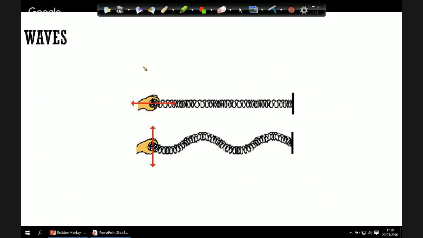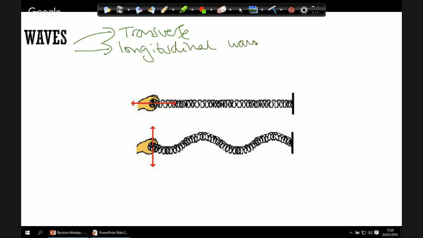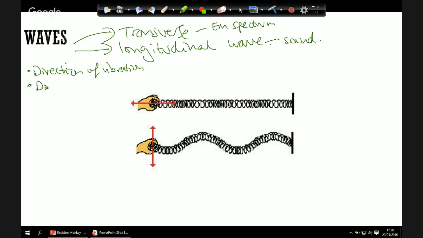So there's 2 ways that we can generate waves. We can have a transverse wave, or we can have a longitudinal wave. And there are 2 different types of wave. Transverse waves are all of the ones in the EM spectrum, so the electromagnetic spectrum, including light waves, and longitudinal waves are examples of sound waves. And it all depends on 2 things. It all depends on the direction of the vibrations, okay, and it depends on the direction of the energy.